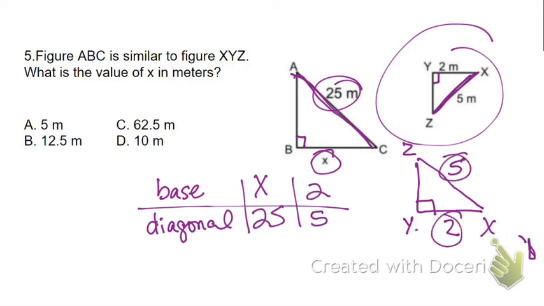And if I want to figure out what the X is, I could look at it a couple of ways. I could cross multiply and divide. So I get 50 divided by 5, or I can say, well, I know that 5 times 5, not divided by, 5 times 5 is 25. So 2 times 5, going that direction, would be 10. So that answer is 10 meters.